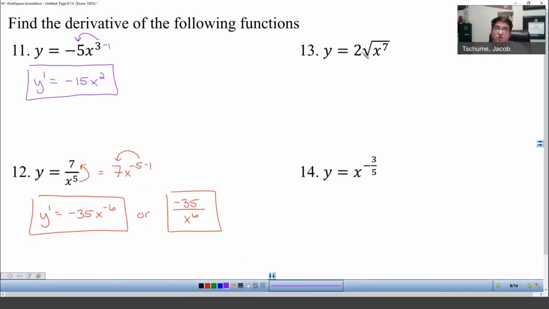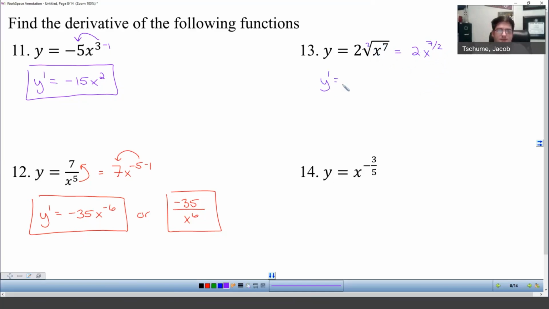Here's that same issue we saw earlier. We don't know how to take derivatives of radicals, so you cannot leave it this way when you do your power rule. So what I need to do here is, the 2 is fine. I need to rewrite the square root of x to the 7th in an exponential form. So if I bring over the x, remember, you take the power of x, which is 7, and you divide it by the root, which right now is understood to be 2 if there's not a number written there. Now we can do our power rule.